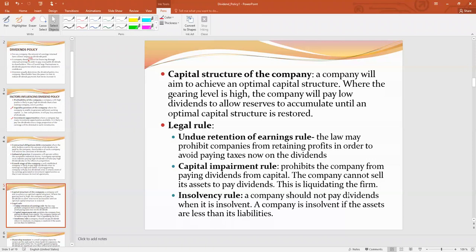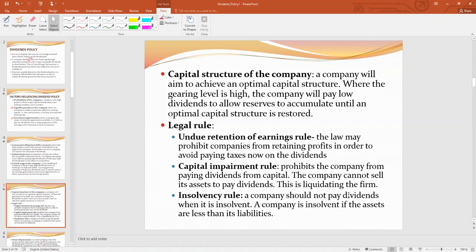If you don't have any retained earnings and you're paying the dividend, what is happening? Where do you get the money from? It means you are selling off your assets and using that money to pay the shareholders off. It means the company is simply closing down, because of capital impairment, it means you're impairing your capital.